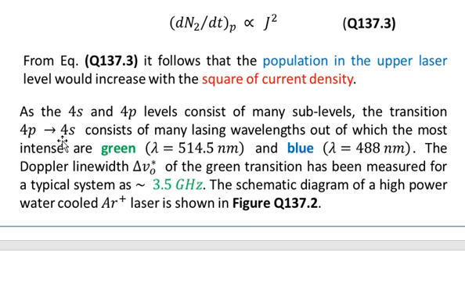The Doppler line width, which we denote as delta nu naught star, of the green transition has been measured for a typical system and is reported to be nearly equal to 3.5 gigahertz. The schematic diagram of a high power water cooled argon ion laser is shown in figure number 2. So next we are going to show you the schematic diagram of a high power water cooled argon ion laser system.